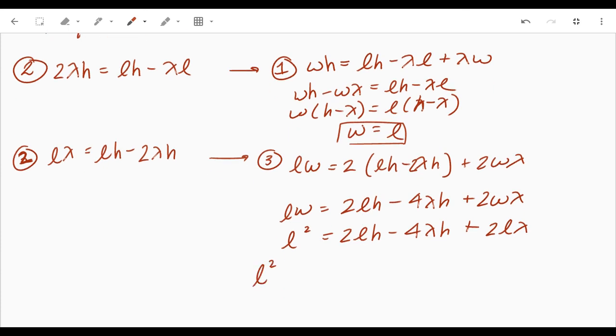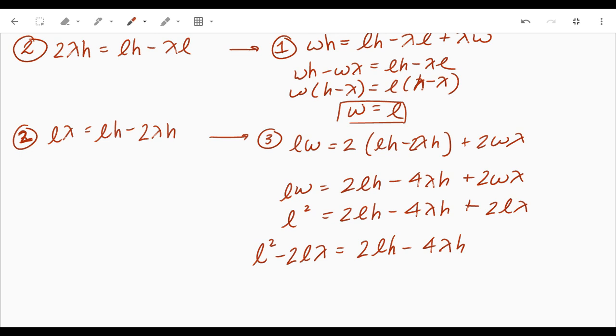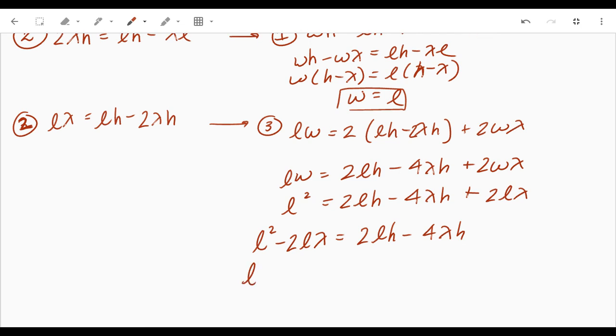L squared minus 2L lambda equals 2LH minus 4 lambda H. And I can factor out an L, and I'm left with L minus 2 lambda. And I can factor out a 2H. I'm left with L minus 2 lambda. So L equals 2H.